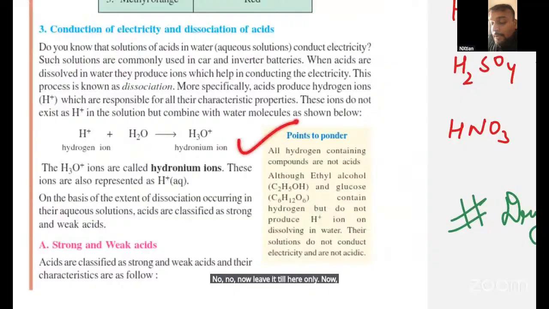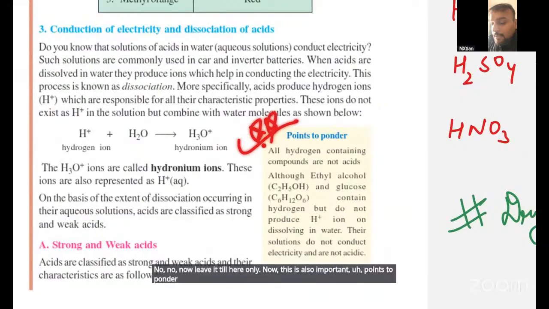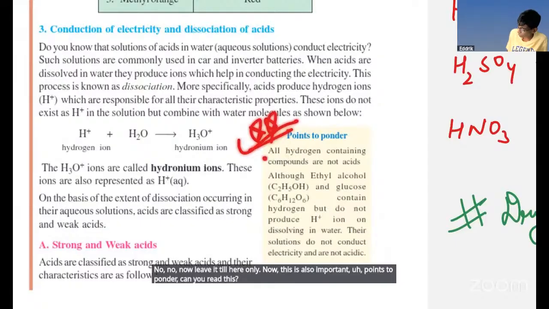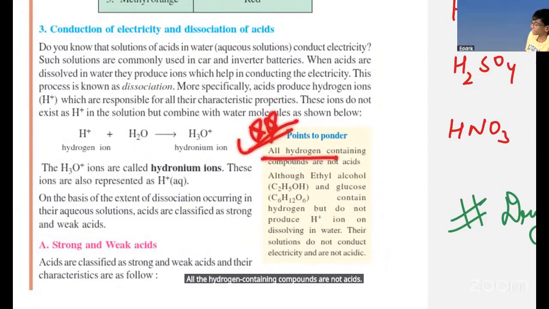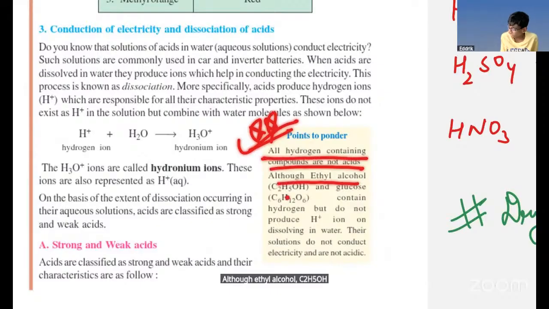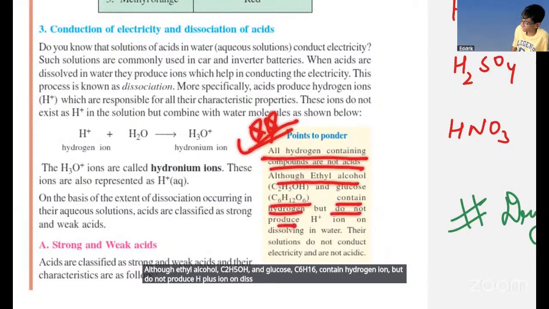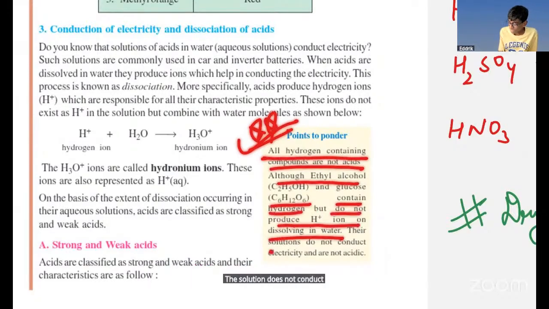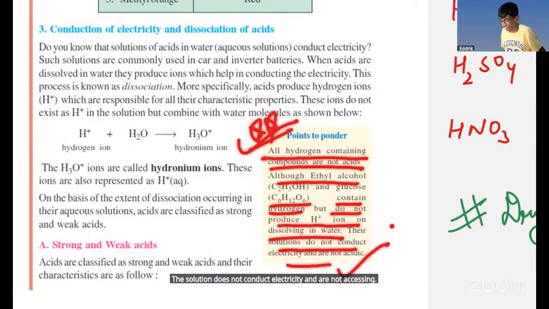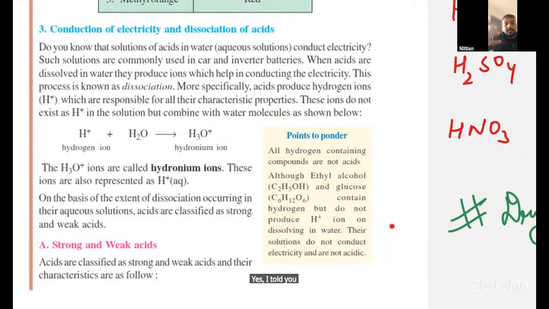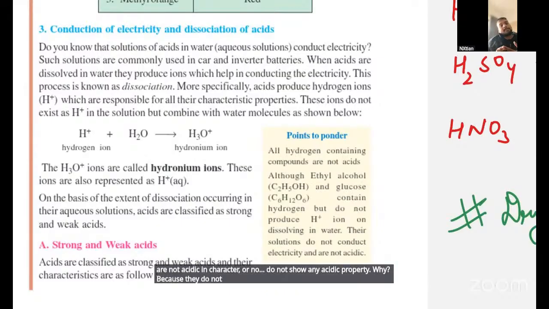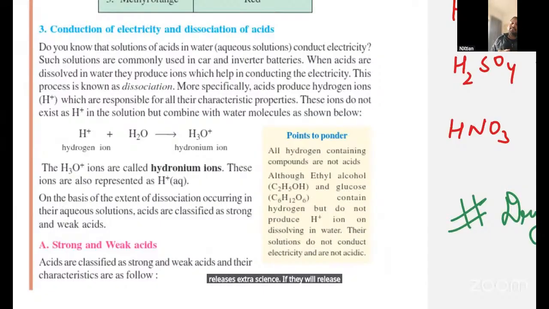Now these are also important points to ponder. Can you read this? All hydrogen containing compounds are not acids. Although ethyl alcohol C2H5OH and glucose C6H12O6 contain hydrogen, they do not produce H+ ions on dissolving in water. Their solutions do not conduct electricity and are not acidic. I told you that not all compounds with H in them are acidic in character, because they do not release H+ ions. If they release H+ ions, then they are acidic.